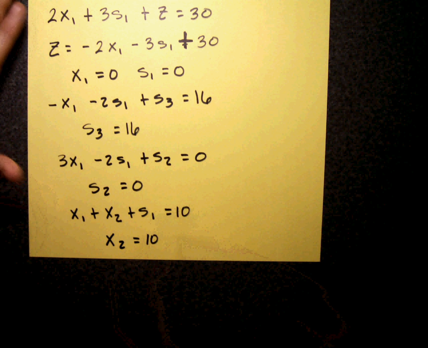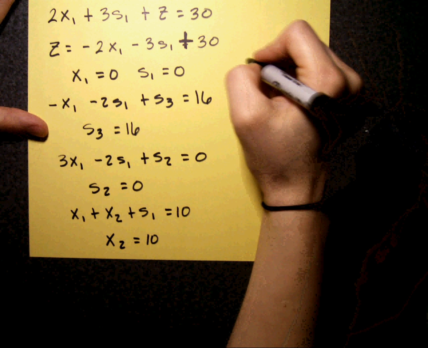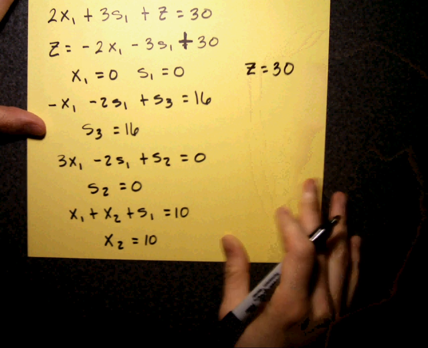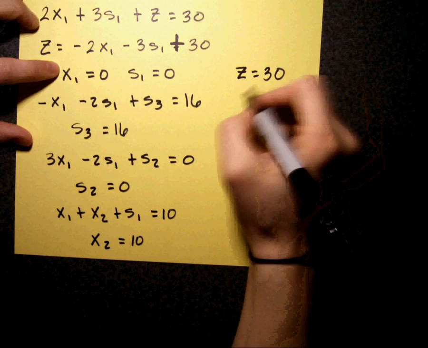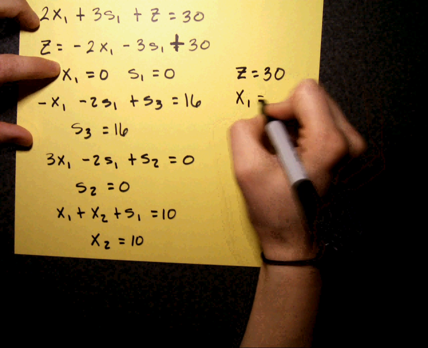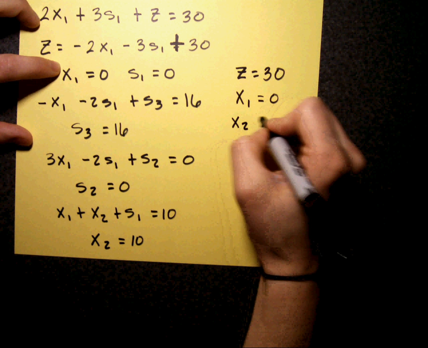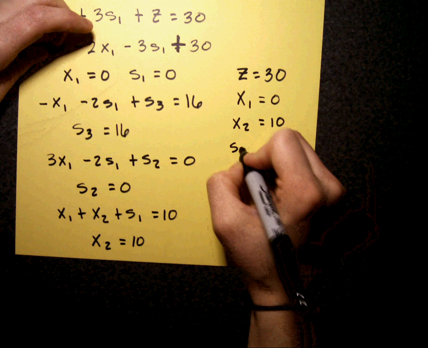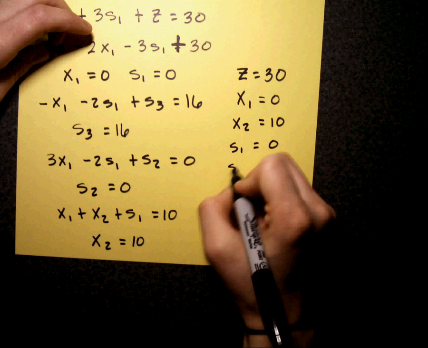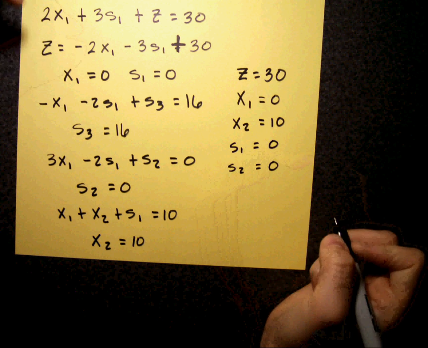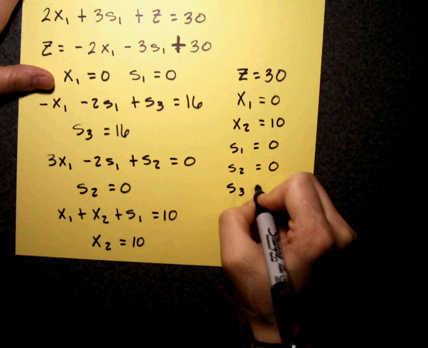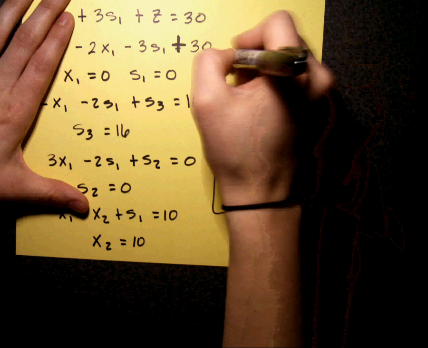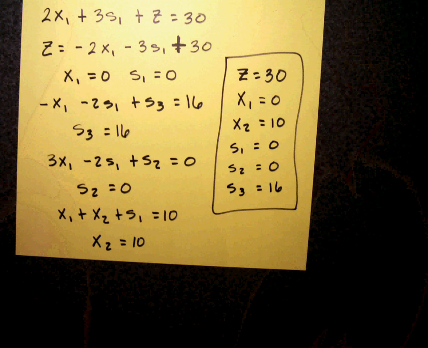So my final answer, I know that the max for z is 30. And this occurs when x sub 1 is 0, x sub 2 is 10. And then for my slack variables, I know s sub 1 is 0, s sub 2 is 0, and s sub 3 is 16. So that is my maximum and the values that allow it to occur.